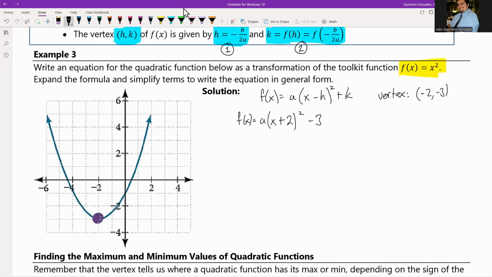We're good. There is one thing that's missing that has not been solved. That's my a up front. For that, just like we did with absolute value, I can use any point I want. In this case, I'm going to use this point that goes through (0, -1).